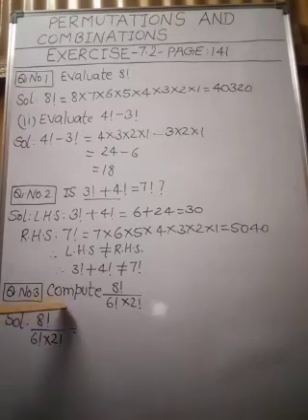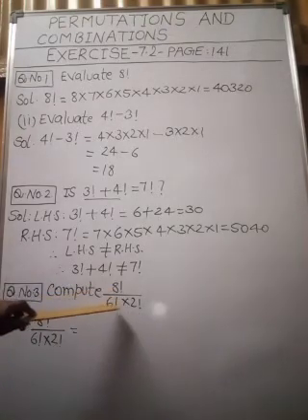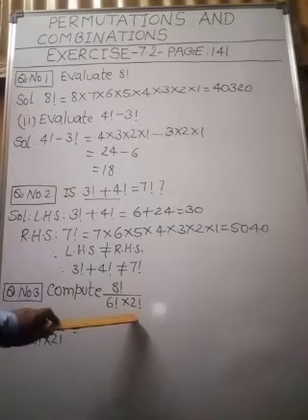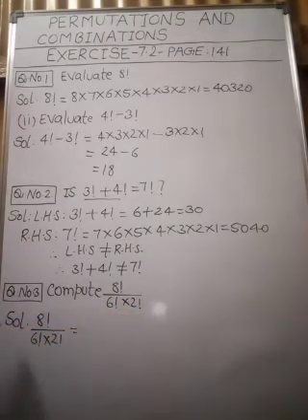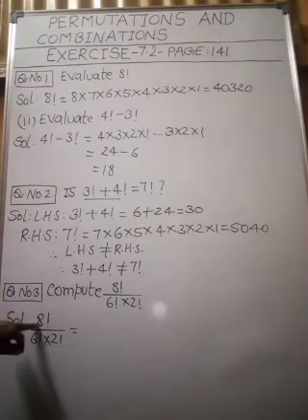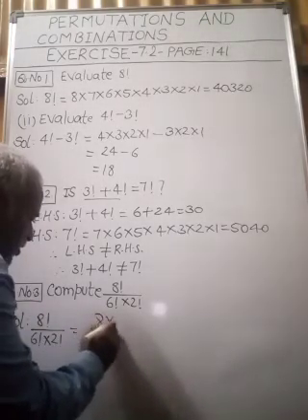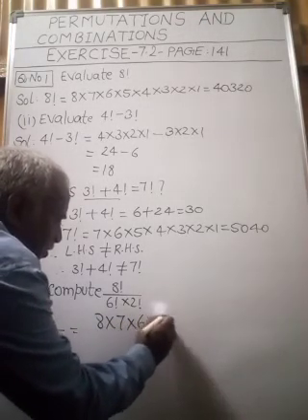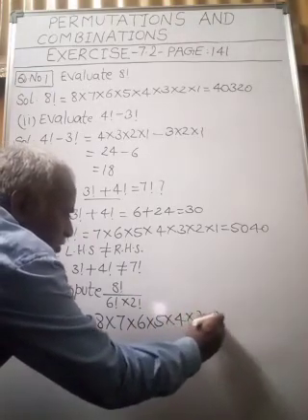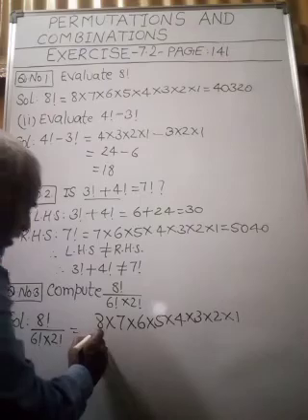Right. Now come to question number 3. Compute 8 factorial divided by 6 factorial into 2 factorial. Okay, my children, understood this question? Right. Come to the solution part. Come to the numerator. What is there in the numerator? 8 factorial. How do you find 8 factorial? We write the natural numbers starting from this number to 1 in descending order. So 8 into 7 into 6 into 5 into 4 into 3 into 2 into 1, whole divided by.